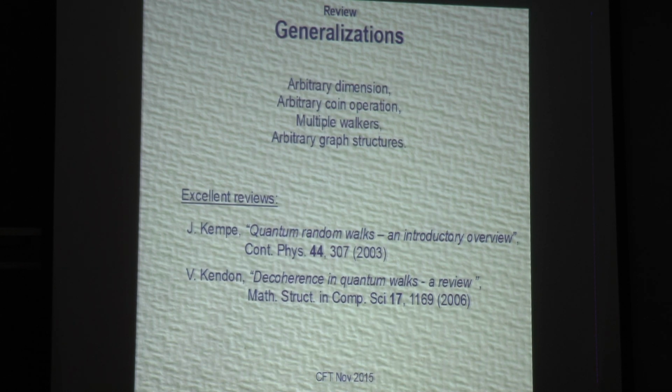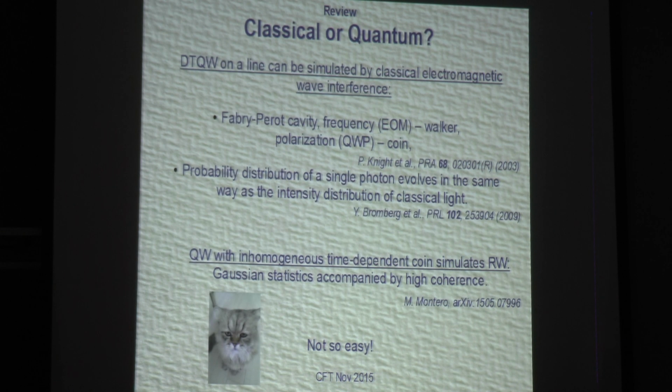Generalizations are possible to arbitrary dimension, arbitrary coin operations, multiple walkers, and arbitrary graphs. I will not go into further details, which are very nicely described in these two reviews. I will now present the puzzles we have in this research. Namely, I said that the quantum walk is different from classical walk in the sense that it spreads quadratically faster. But is this really the defining feature?